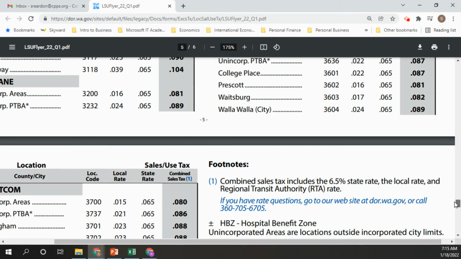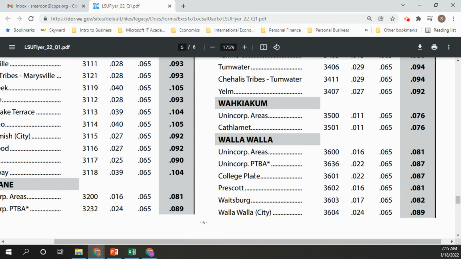In Walla Walla County, College Place, we have a sales tax of it's actually 8.7% or 0.087. And you're probably wondering, where does that money go? Well, 6.5% of it, 0.065, goes to the state of Washington.